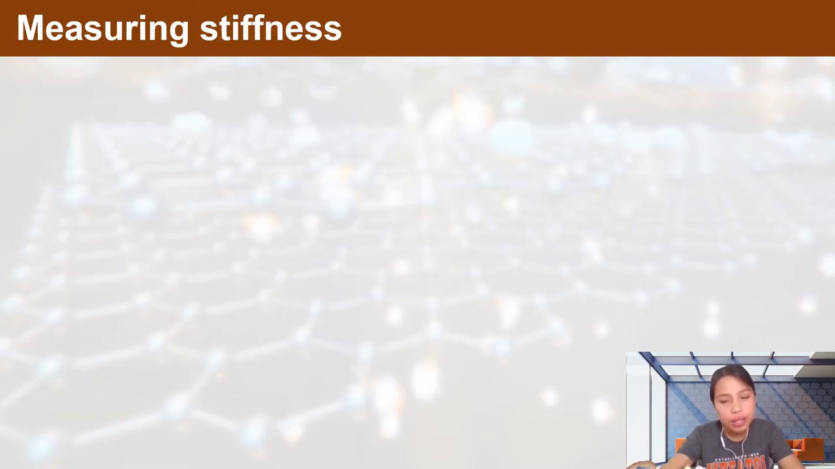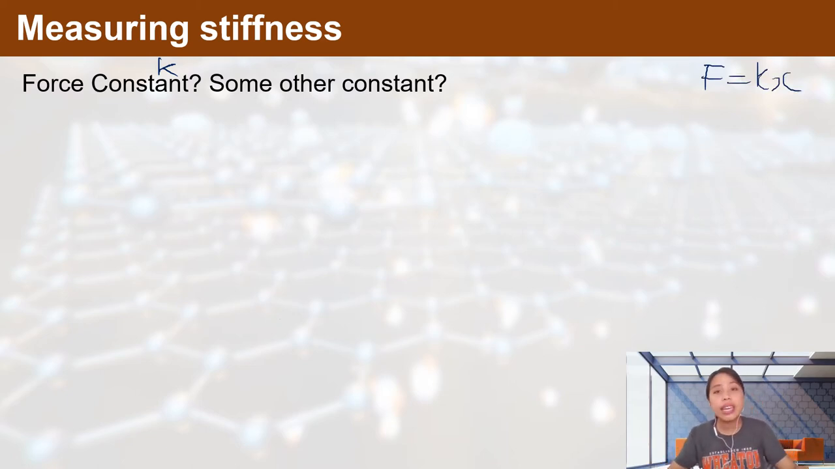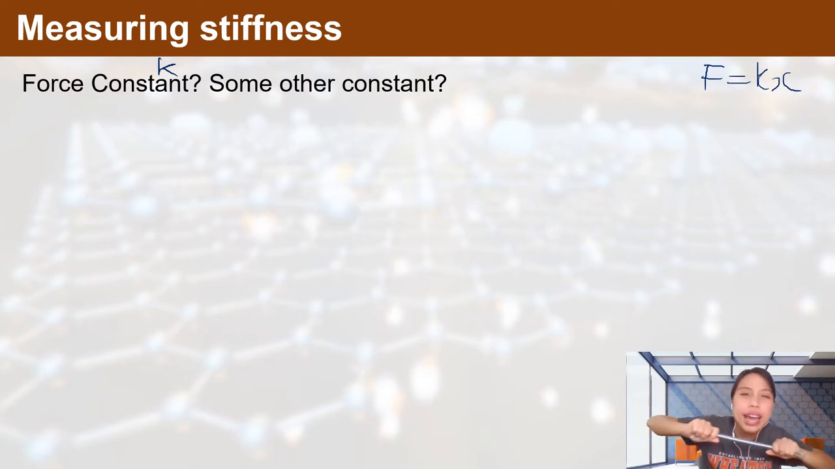Young modulus, what is it for? In Hooke's law, we measured the stiffness of a spring with a force constant k, right? So F equals kx. If the k is very big, how would that affect the force and the extension? A larger k means that even with a very big force, it only extends a little bit. So it's very stiff, that's what we call it.